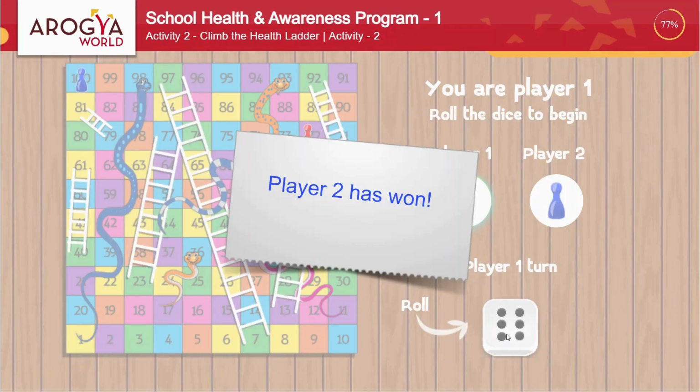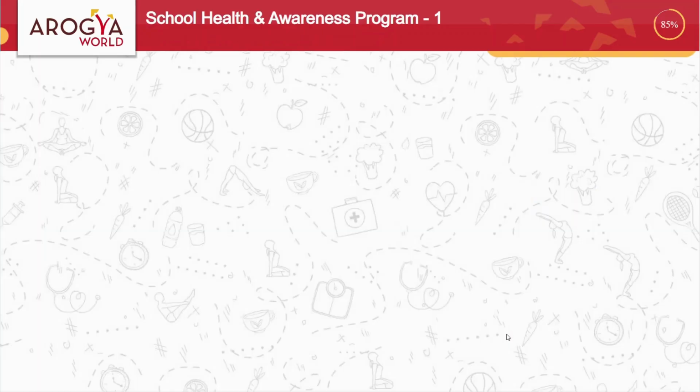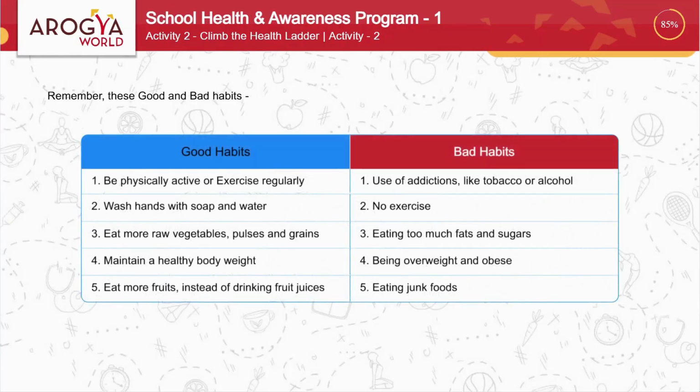Player 2 has won. Remember these good and bad habits. Good habits. Be physically active or exercise regularly. Wash hands with soap and water. Eat more raw vegetables, pulses and grains. Maintain a healthy body weight. Eat more fruits instead of drinking fruit juices.